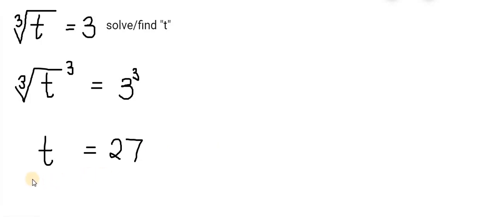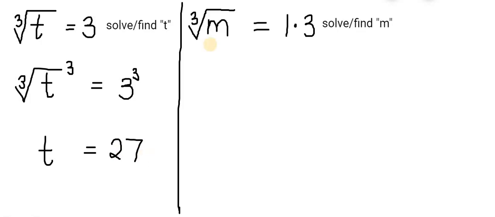So our final answer, t, is equal to 27. Now, we have a new question. Cube root of m is equal to 1.3. Solve or find m. So, what that means is we want to get m on its own.